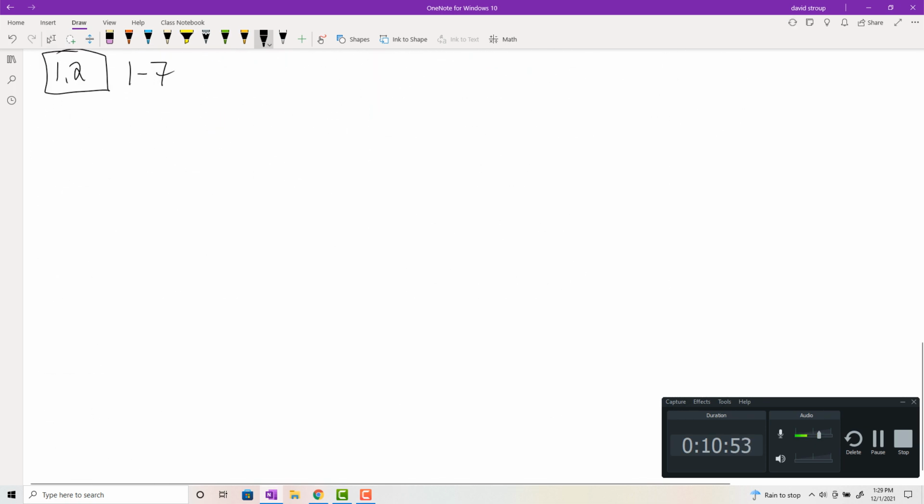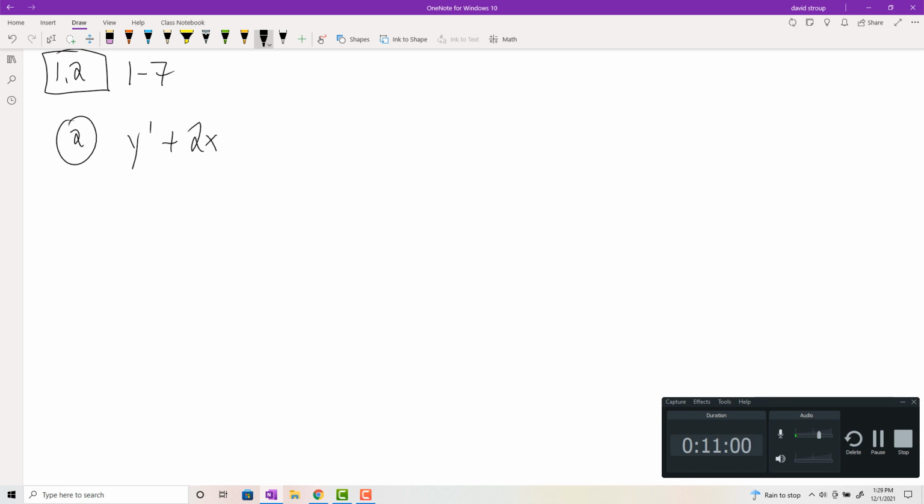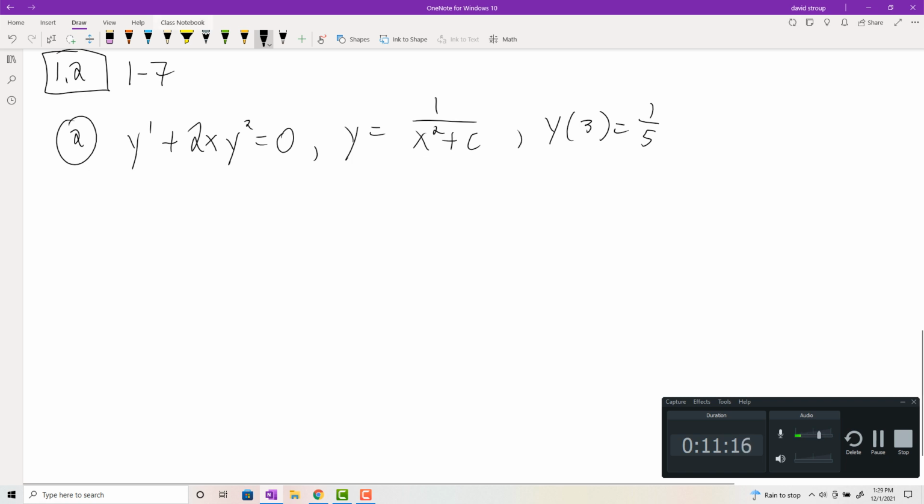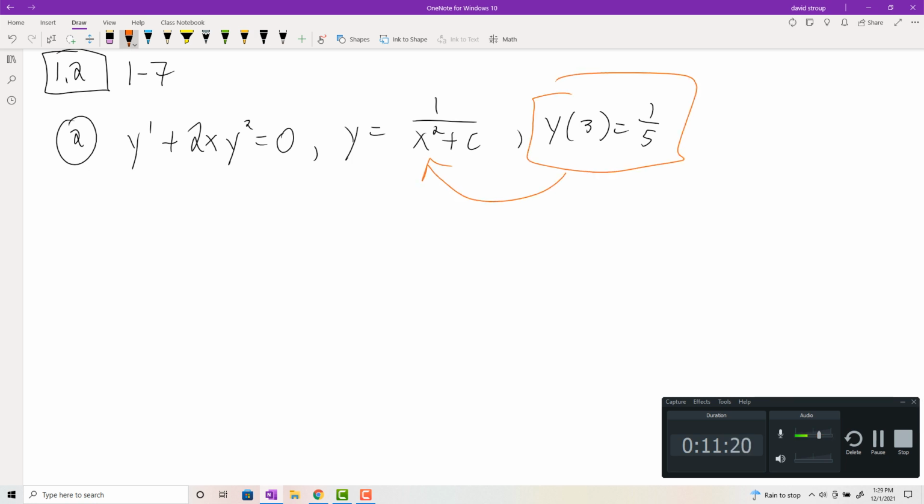Okay, so at first we have problem 2. They give you the differential equation y prime, which you don't even really need, but they give it to you anyways. We have y equals 1 all over x squared plus c, and then the initial condition y of 3 is 1/5. Okay, so we want the particular solution. In other words, we're basically just going to take that initial condition and plop it into this guy right here.